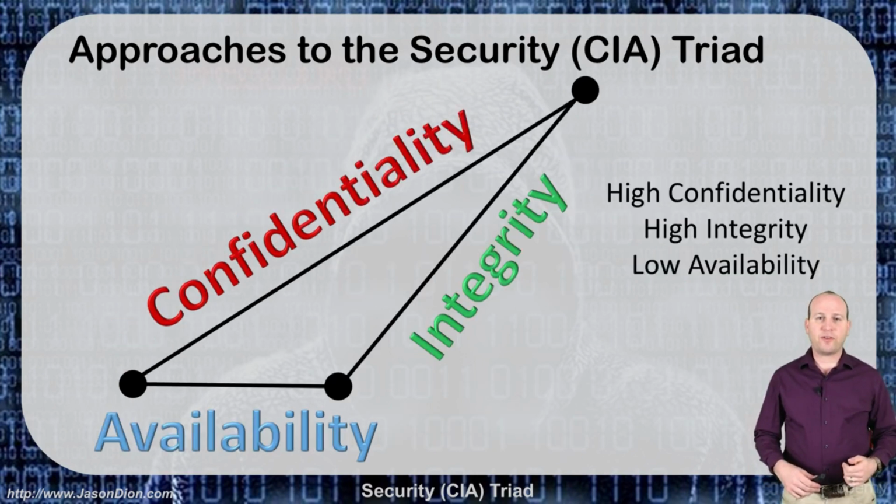In this example, I have high confidentiality, high integrity, low availability. What would be a good example of that? Well, let's say I have something that's really, really secret and really, really important and I don't want it to be changed.